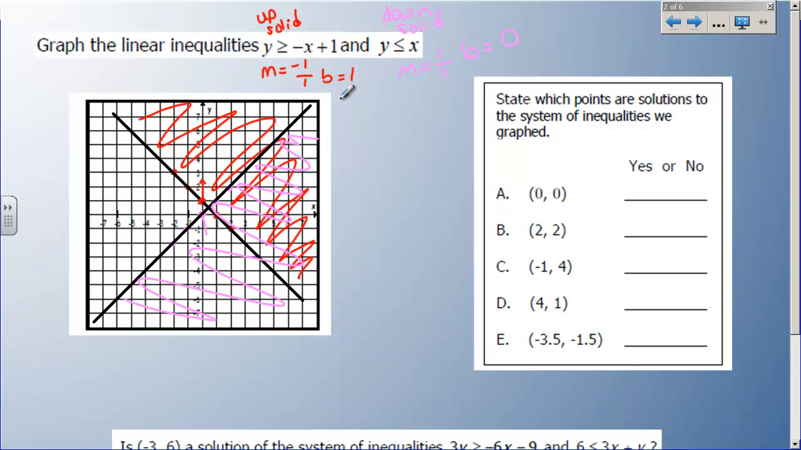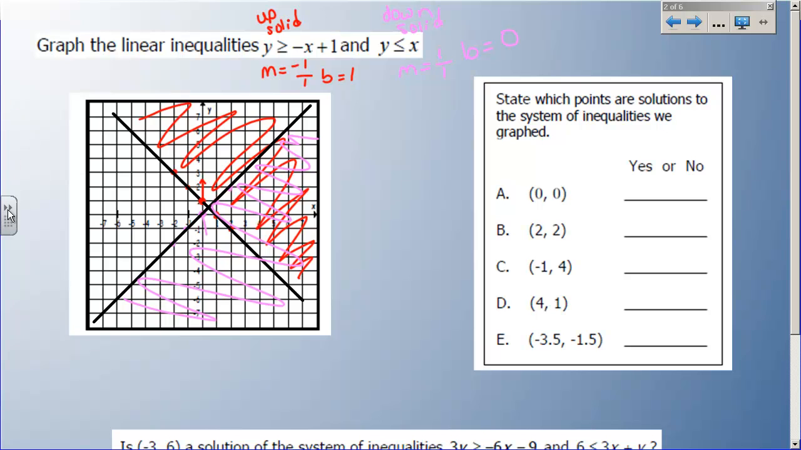The part of the graph where the two shaded regions overlap is where my solutions are. So my solutions are everything in this triangle right here, including the boundary lines. The boundary lines count for this graph because they are solid. If they happen to be dotted lines, the boundary lines wouldn't count. But because they are solid, then the boundary lines count.